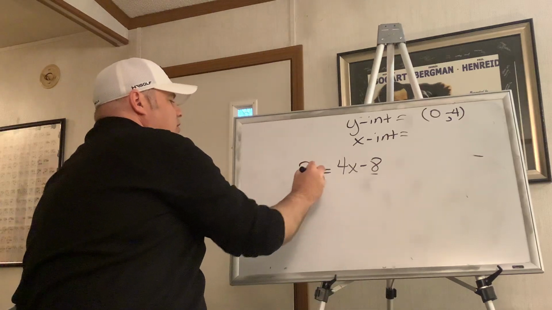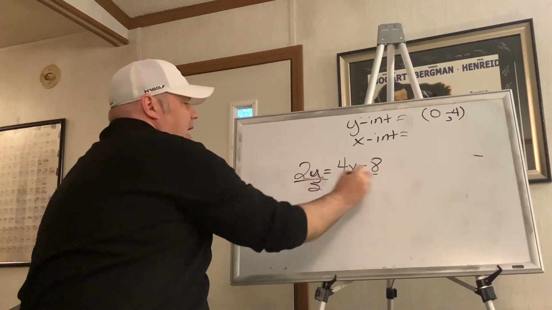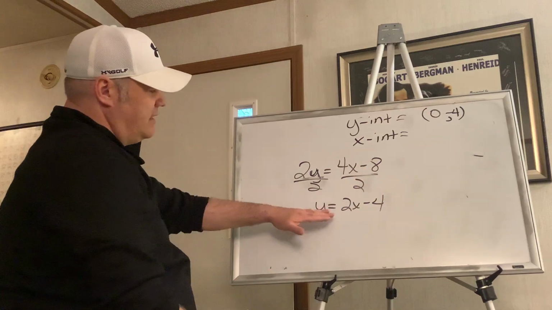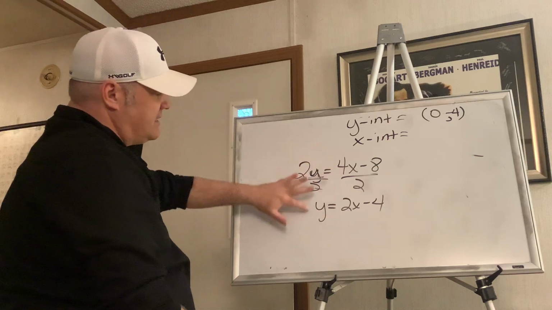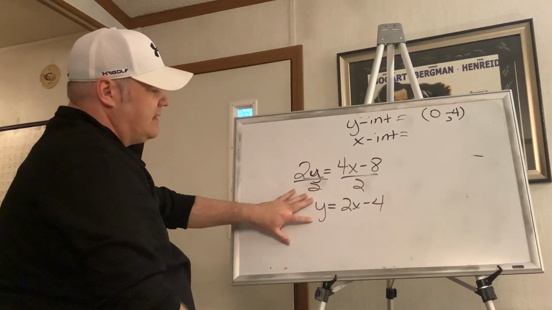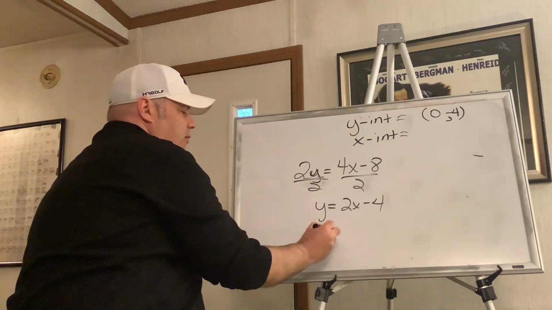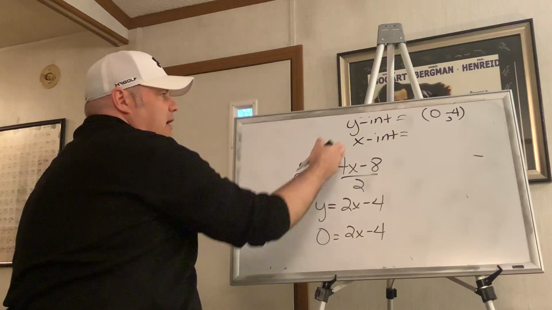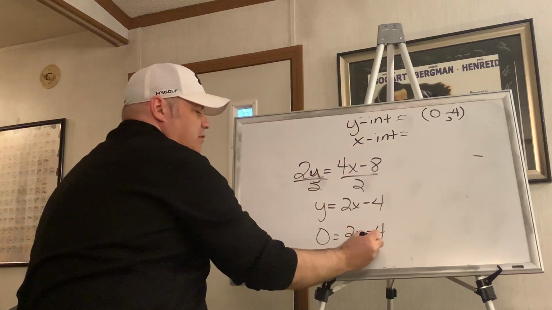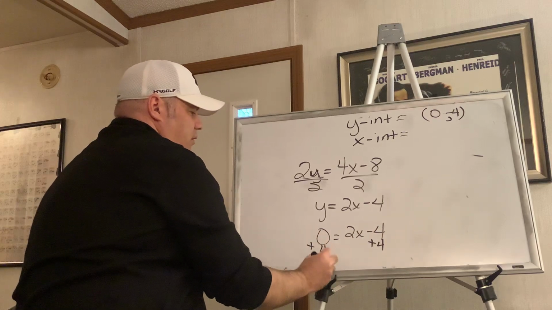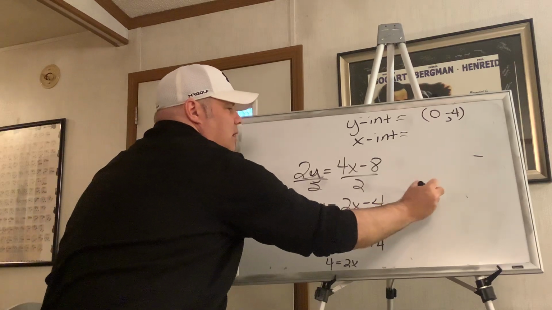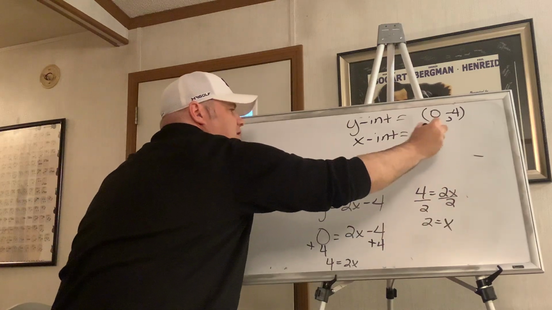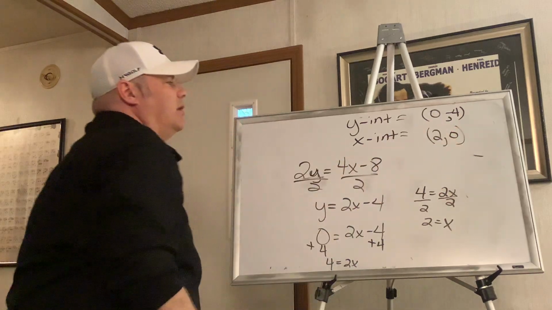Now, you can do this, I would actually leave it like this, because this is the same value as this. I'm going to take this and plug in 0 for y and solve for x, to get my x-intercept. So let's move the 4 over. So 4 equals 2x. And then I'm going to divide by 2. So my x is 2 when my y is 0.